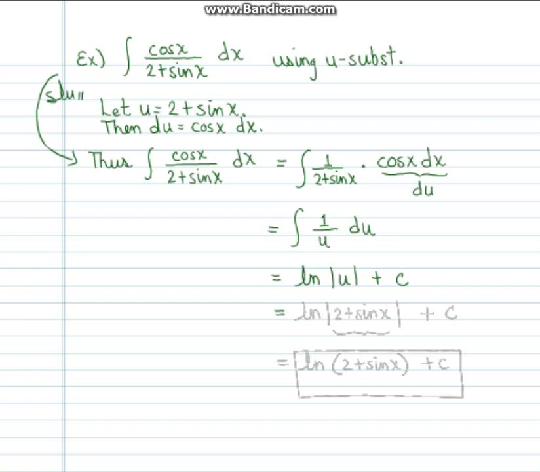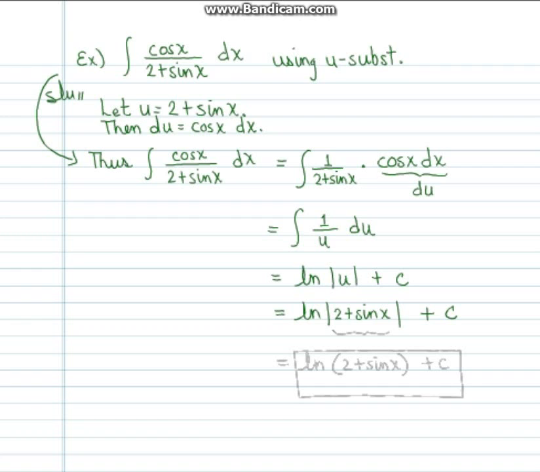Now let's do our substitution back to what u is equal to in terms of x. This is the natural log of the absolute value of 2 plus the sine of x. And then don't forget your plus c.